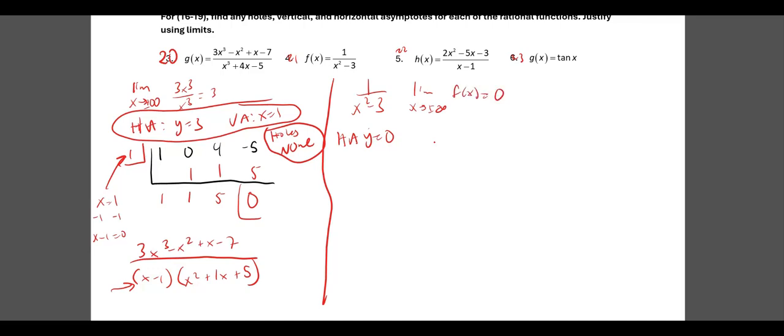It's just bottom heavy. Vertical asymptote, we will take the bottom, set it equal to 0, solve it, plus 3, square root both sides. So our vertical asymptote is going to be x equals plus or minus square root of 3. And then there's nothing to cancel, so there are no holes.